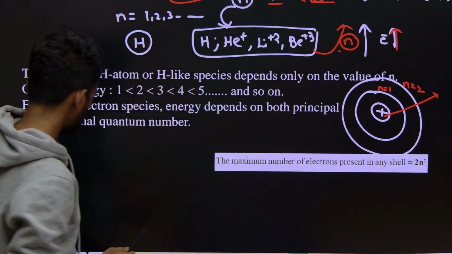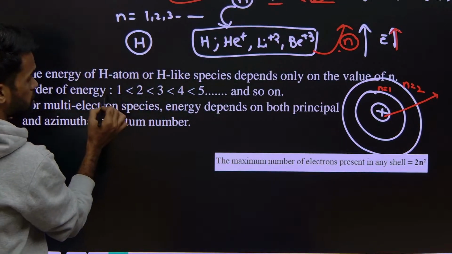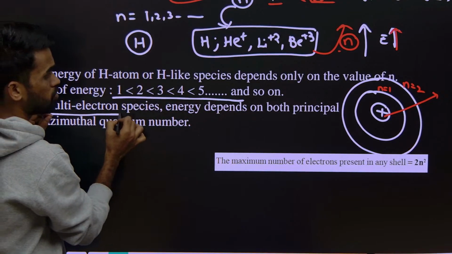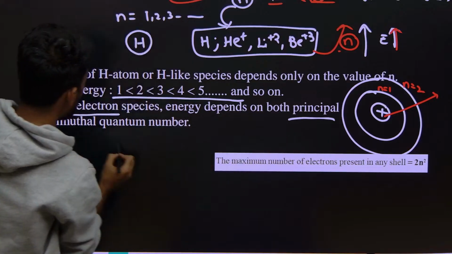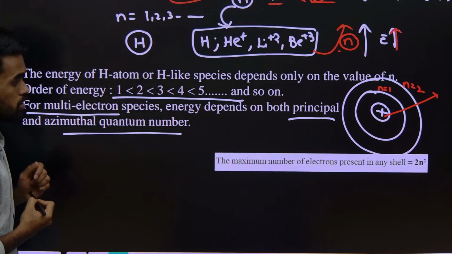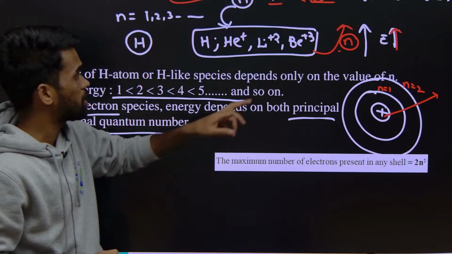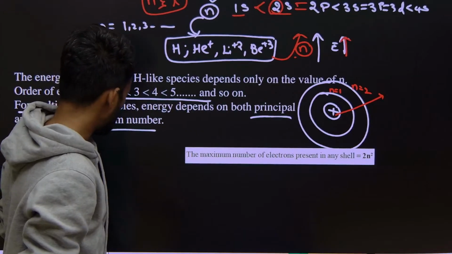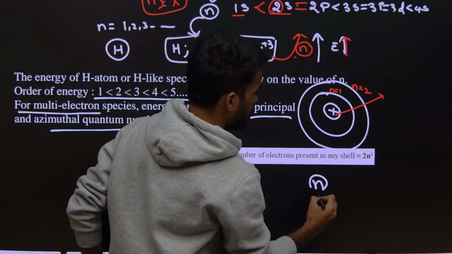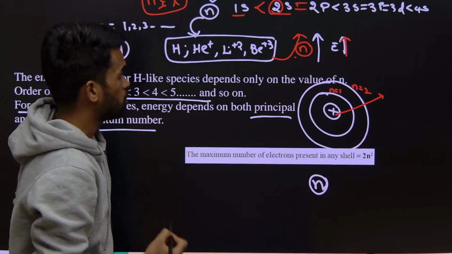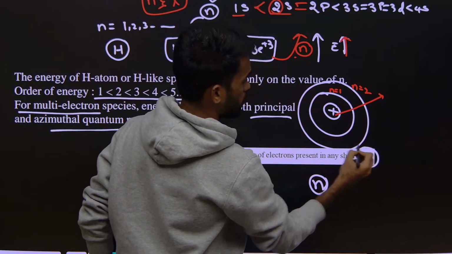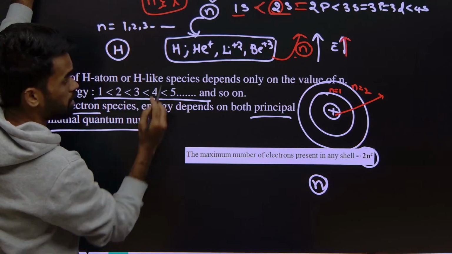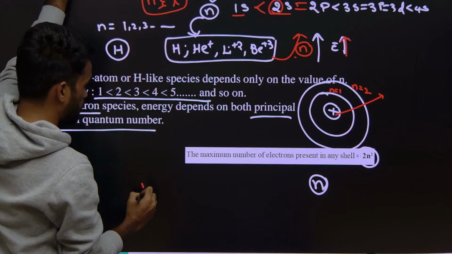For a single electron system, it depends only on the n value. For a multi-electron system, it depends on both the principal quantum number as well as the azimuthal quantum number. Therefore, the maximum number of electrons present in any shell, that is, in an nth level, how many electrons are present? That will be equal to 2n square, because the number of orbitals present in a particular shell or nth level will be n square.